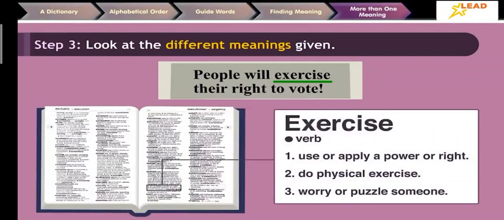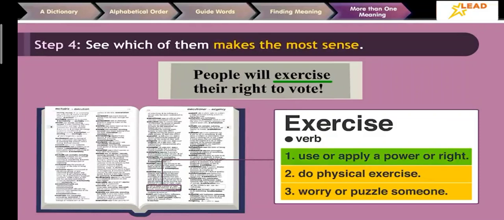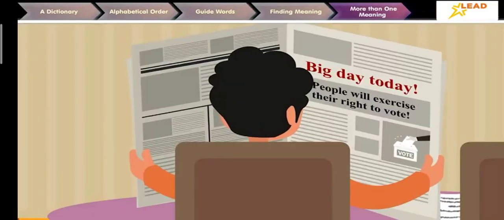In the dictionary, there are 3 different meanings for this word when it is used as a verb. And they are use or apply power or right, do physical exercise, worry or puzzle someone. From these 3 meanings, use or apply a power or right fits our sentence the best. Yes, this meaning fits perfectly.